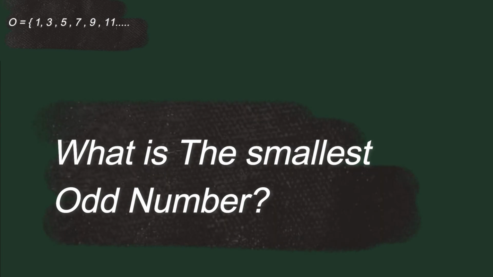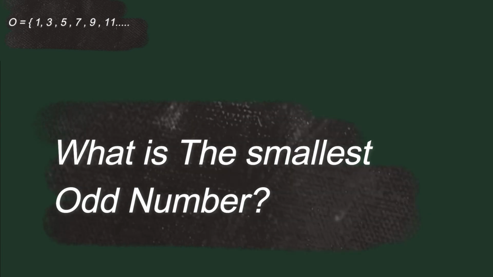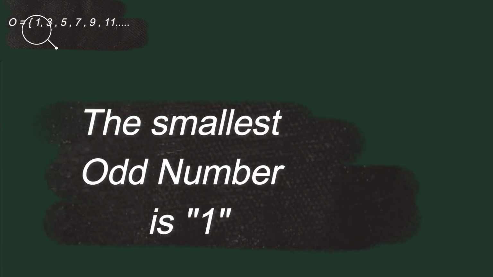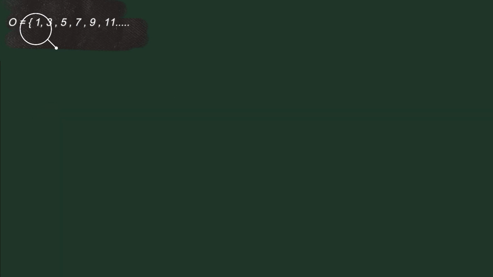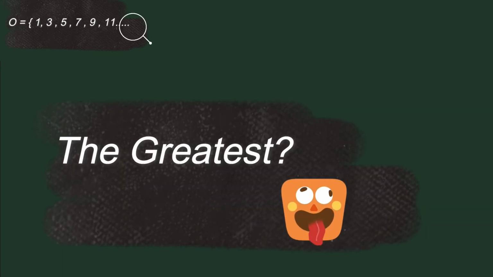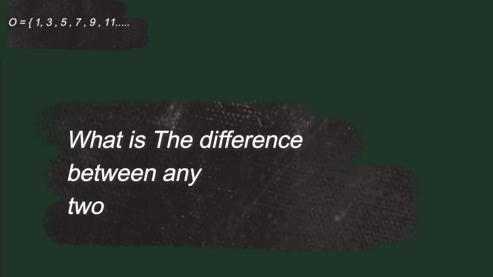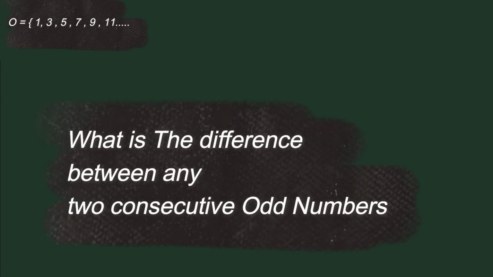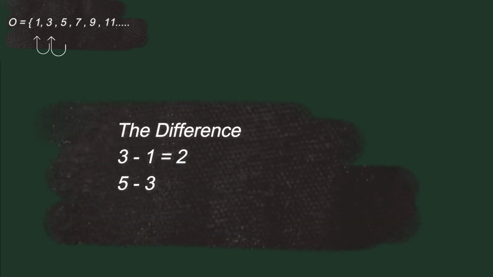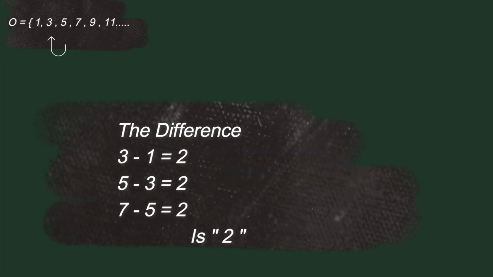What is the smallest odd number? The smallest odd number is 1 and the greatest could not be determined. What is the difference between any two consecutive odd numbers? The difference between any two consecutive odd numbers is 2.